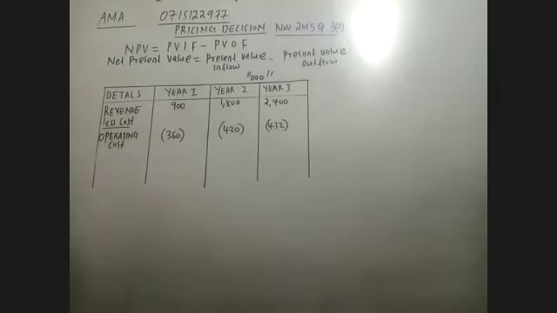Umeona kuna moja end of life cost, which is 4 million. Then you add them together, total cost. So itakuwa ni 20, 30, 35 plus 4, which is 39 million.